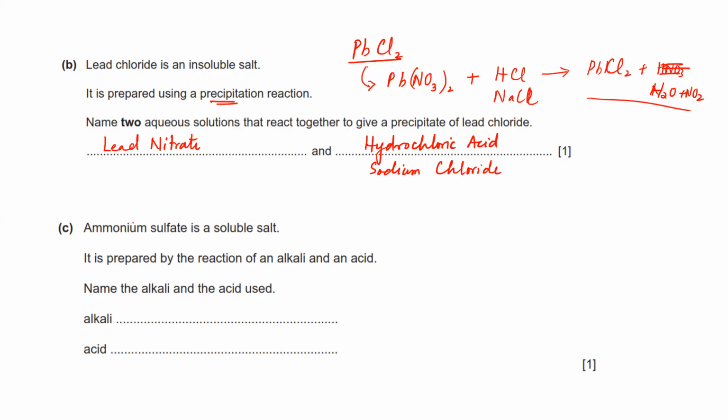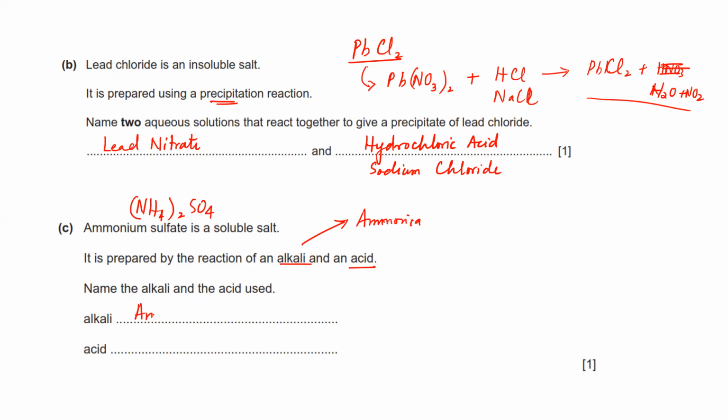Then part C, it says ammonium sulfate. Ammonium sulfate, (NH4)2SO4, is a soluble salt. It is prepared by reaction of an alkali and an acid. Name the alkali used and the acid used. So remember, the alkali used here is ammonia.